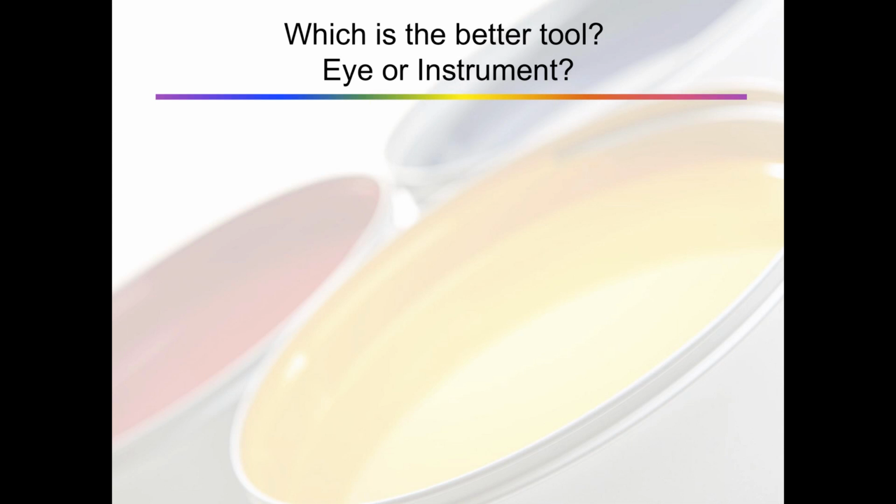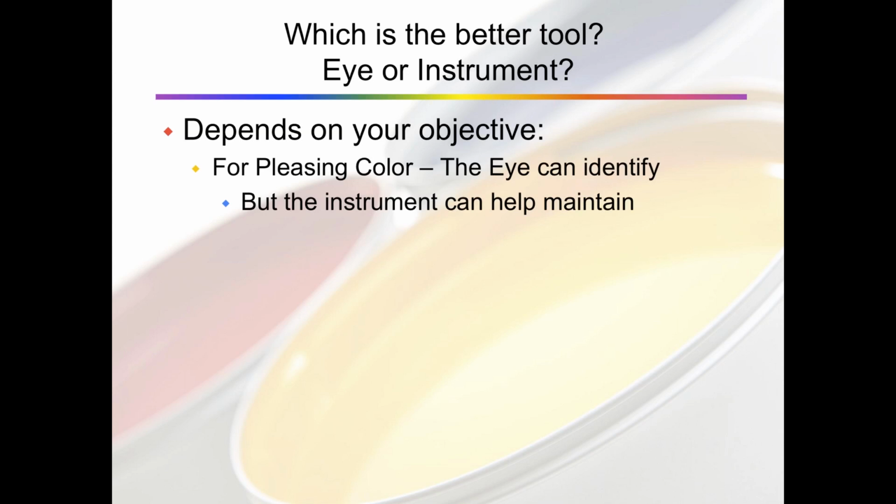So which is the better tool? Is it the eye or is it the instrument? Well, it depends on your objective. For pleasing color, the eye usually can identify, but the instrument is really going to be very helpful to maintain. You heard me talk very early in the presentation about your eye becoming conditioned and losing its perception capability for seeing color change. Well, even if you're just trying to maintain pleasing color, if your eye is actually changing or losing its ability to see color change, well, then pleasing color, getting sheets that match, may be very difficult.